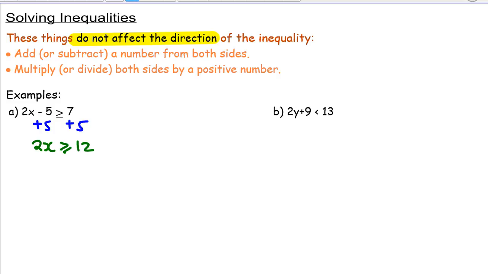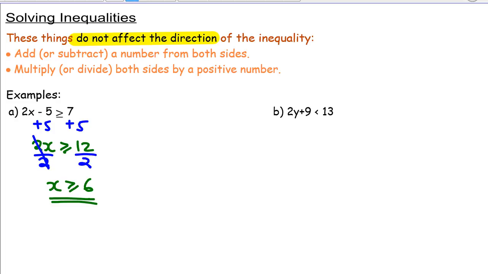And then finish off that step by dividing both sides by 2. Opposite of multiplying by 2 is dividing by 2, so divide by 2, divide by 2. That's gone. So what you'll end up with is x is greater than or equal to 6. And that's your solution.